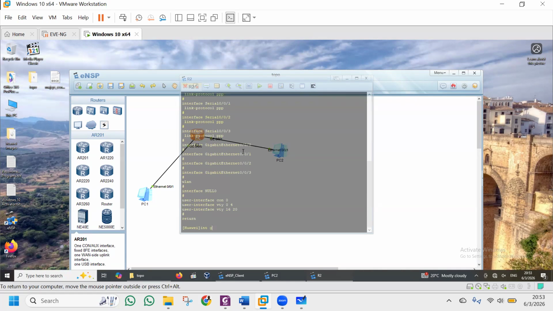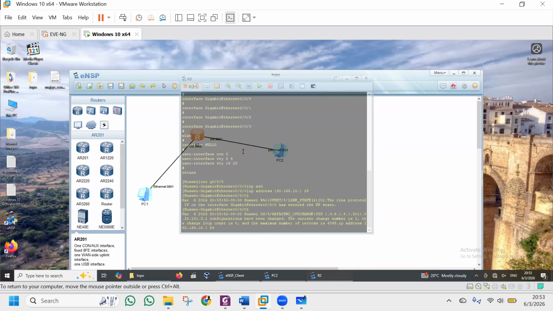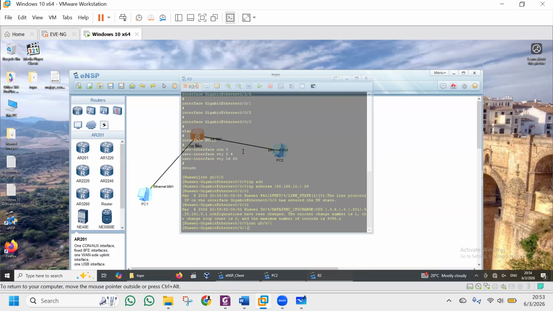Interface GigabitEthernet 0/0/0. That is network 10. IP address 192.168.10.124. This one is active. Let me change the other one. Interface 0/0/1. Let's put 20. That's network 20. This one is not active.